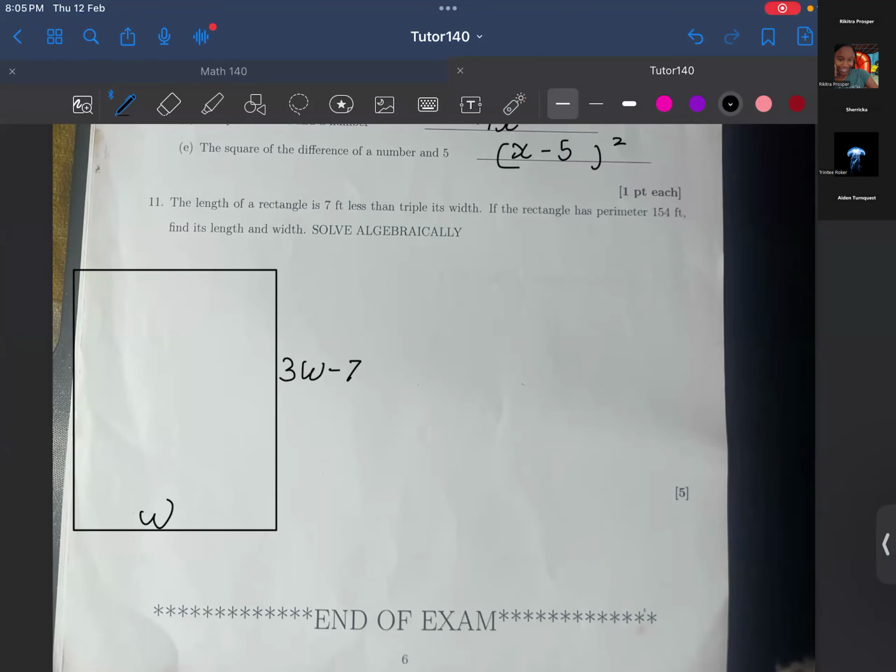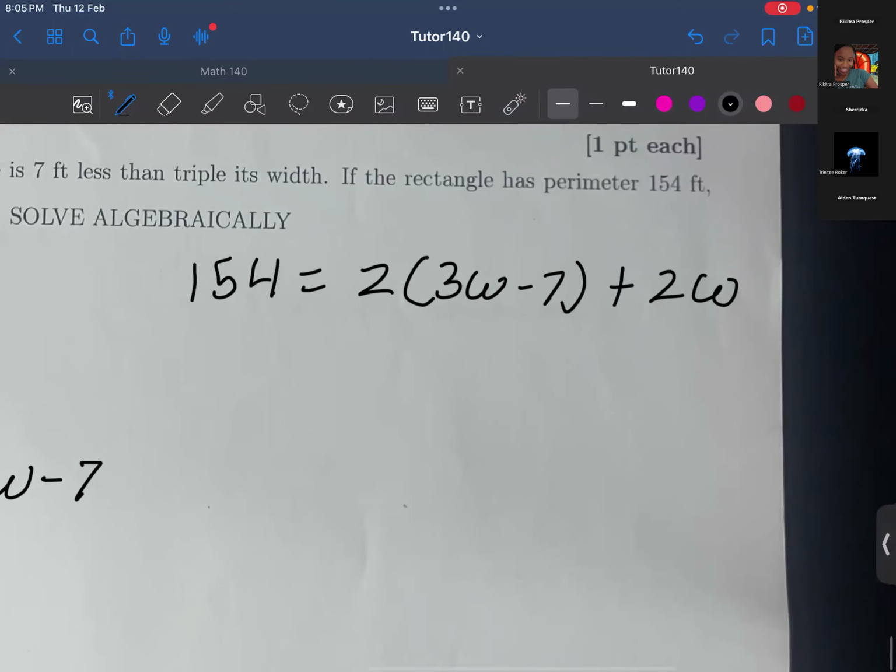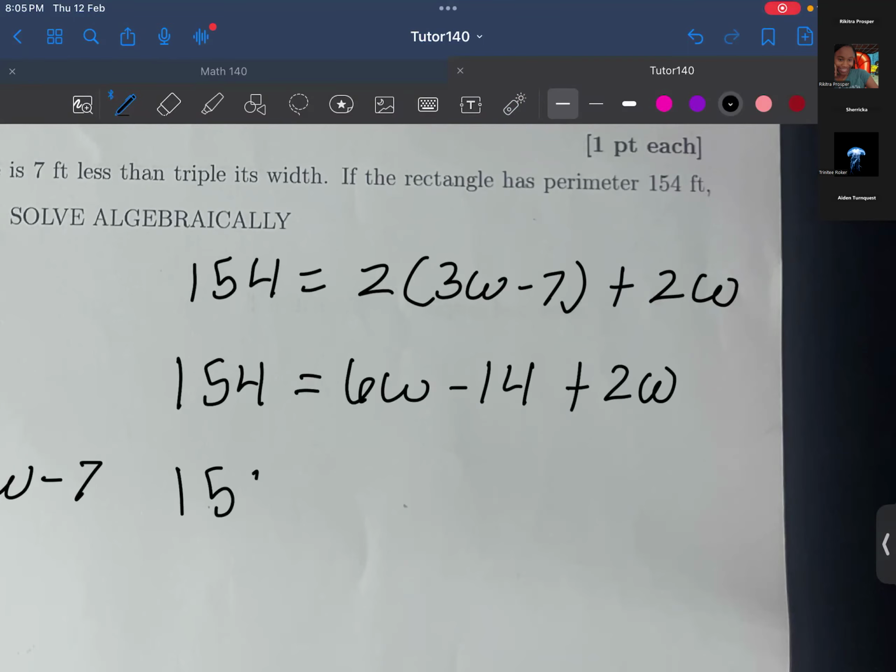Remember, our perimeter is our distance around the figure. So perimeter is when you add up all the sides. So width, and then width over here, and the length over here would be 3w minus 7. So we have 154 equal to 2 times 3w minus 7, plus 2 times w. And solve. So 154 is equal to 6w minus 14 plus 2w, which is 8w minus 14.